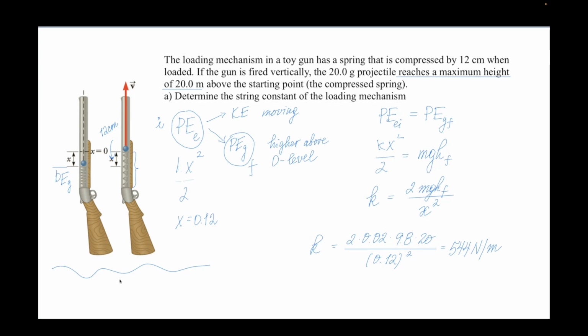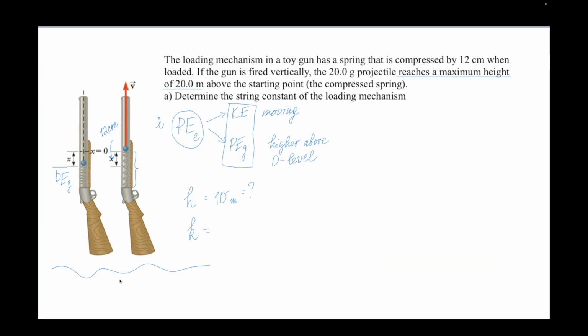Now, what if I want to know the velocity of the projectile? Well, it's not quite at the maximum height. It's still going up. So somewhere where my final includes both. Well, just for fun, let's make it halfway through. Not at 20 meters, but a height of 10 meters. Remember that k equals, we calculated, 544. 544 times 0.12 squared, because that's what they told us the original potential elastic energy consists of. kx squared. We compress the spring to 12 centimeters.